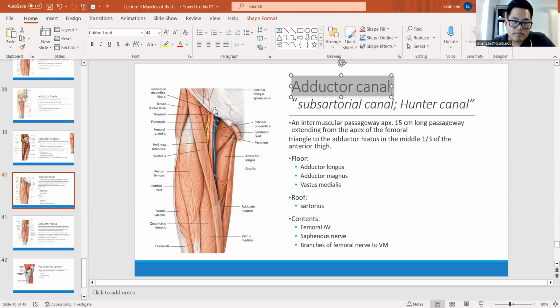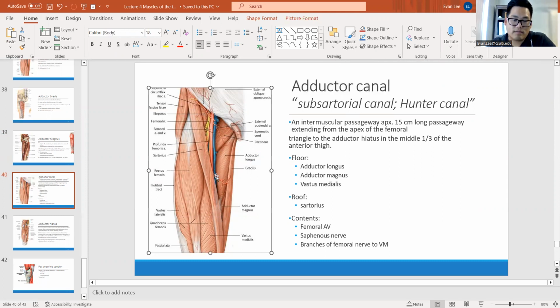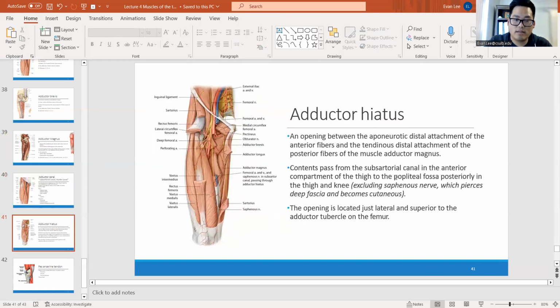So you have the femoral nerve, femoral artery, and vein traveling down through the adductor canal, which is going to be formed by the sartorius, the adductor longus, and then adductor magnus. So this right here will be where you have the adductor canal, which is where the femoral artery, vein, and nerve are going to travel through. But then the femoral artery and vein will continue to travel through the adductor hiatus.